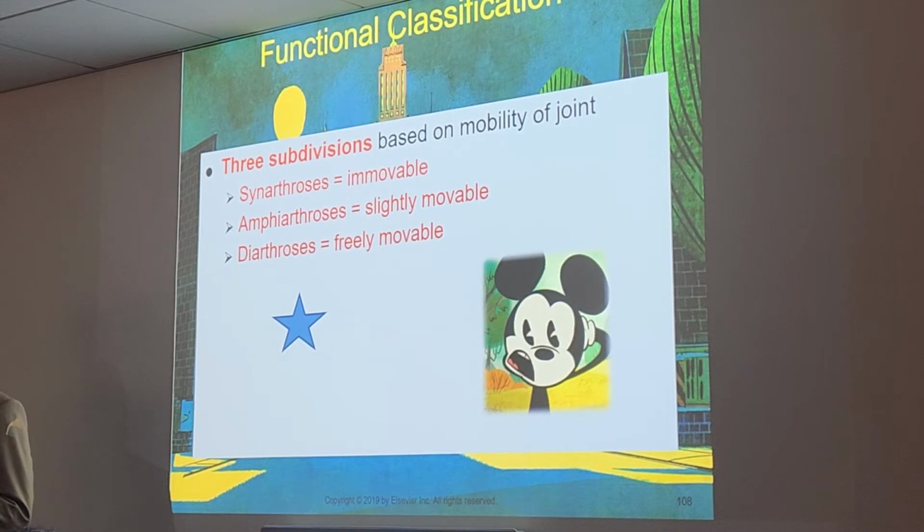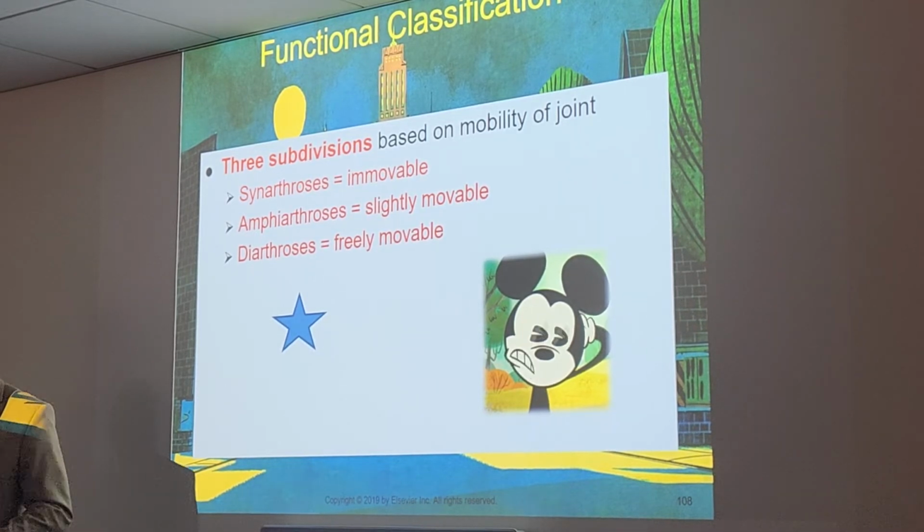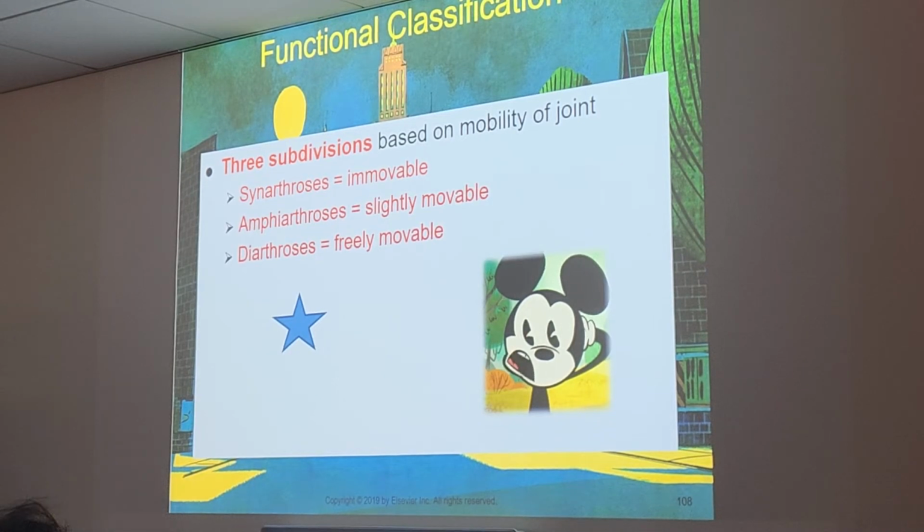We're going to give some examples of each of these in the next couple slides. Anyone off the top of their head just name an immovable synarthrosis joint? I just gave you a clue in what I just said. Anyone caught that? No one caught what I said there?